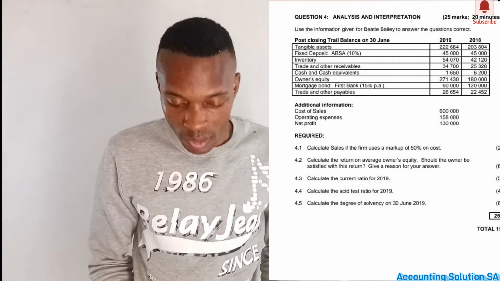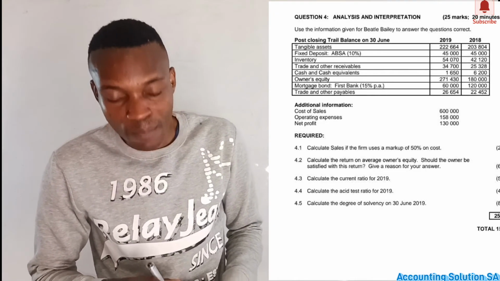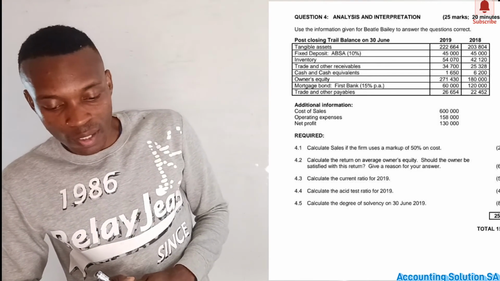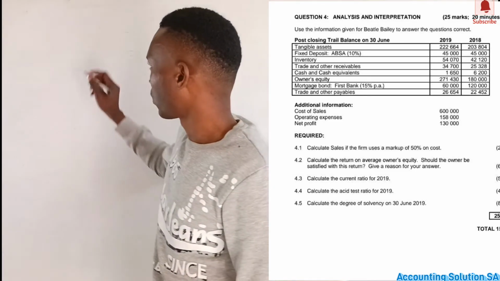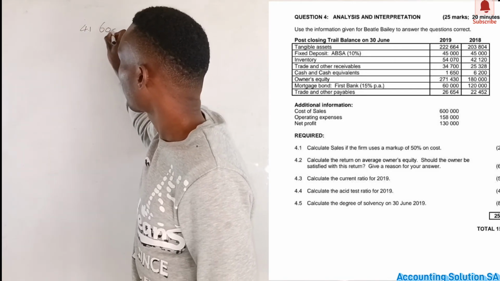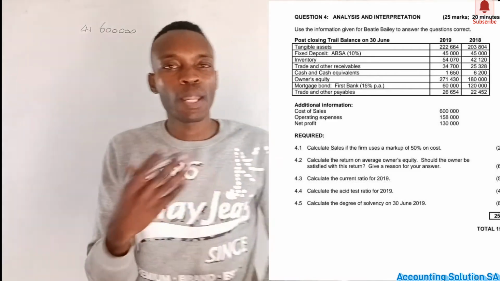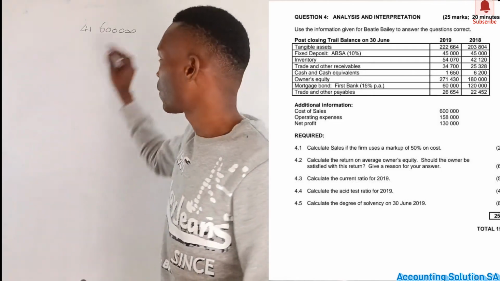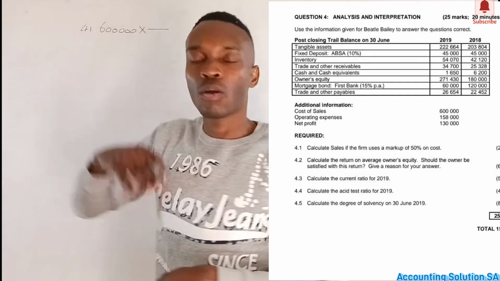And 4.1, they said calculate the sales if the firm uses a markup of 50% on cost. How are we going to calculate a markup of 50% of sales? Remember, if we check the additional information that we have, we are only given a cost of sales amount of 600,000. Which we have to apply a markup to. Remember, we are looking for the sales amount. Sales must be higher than cost of sales, which means that our markup will be on top.